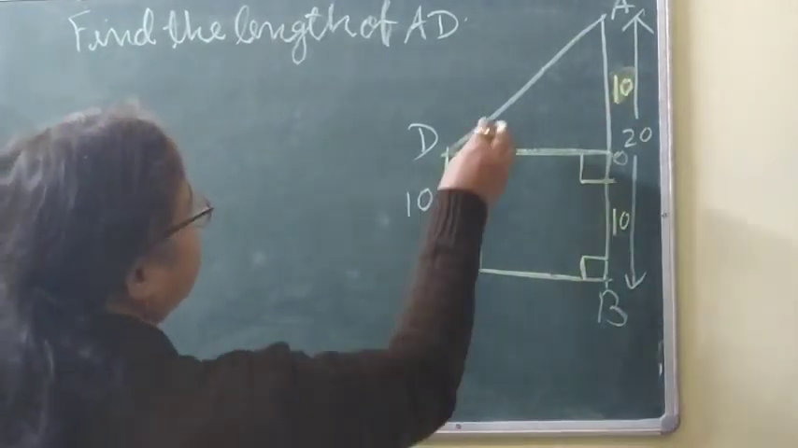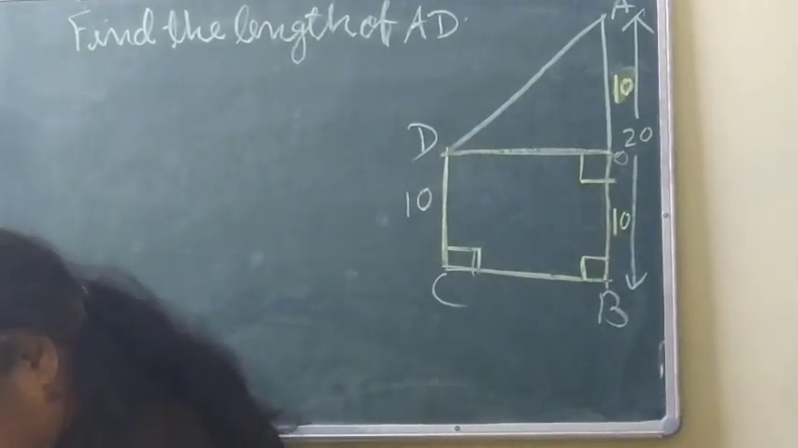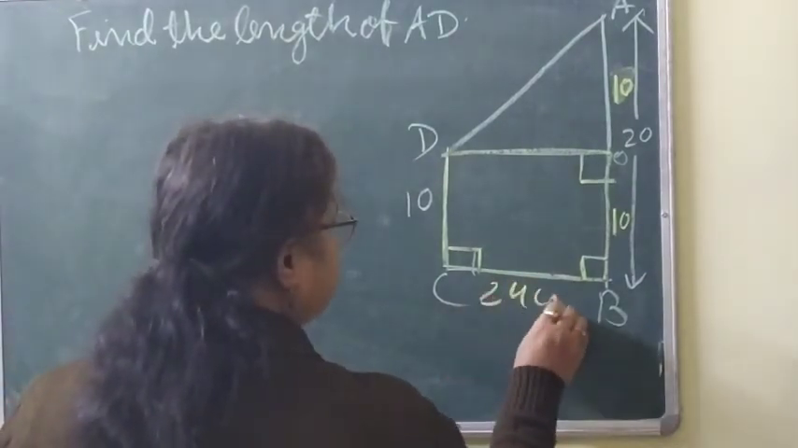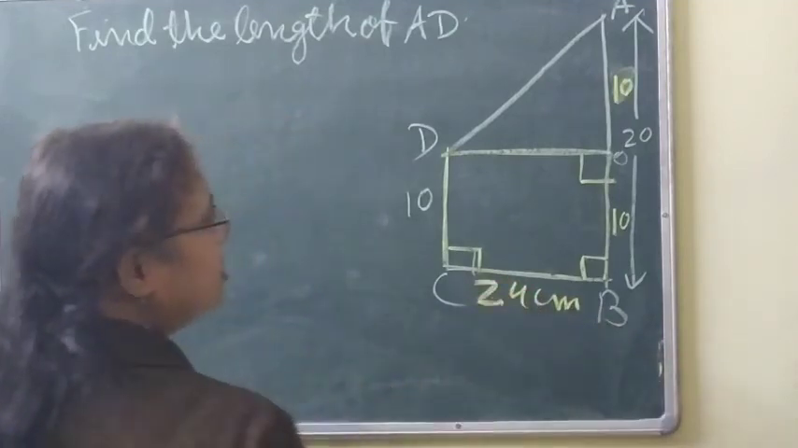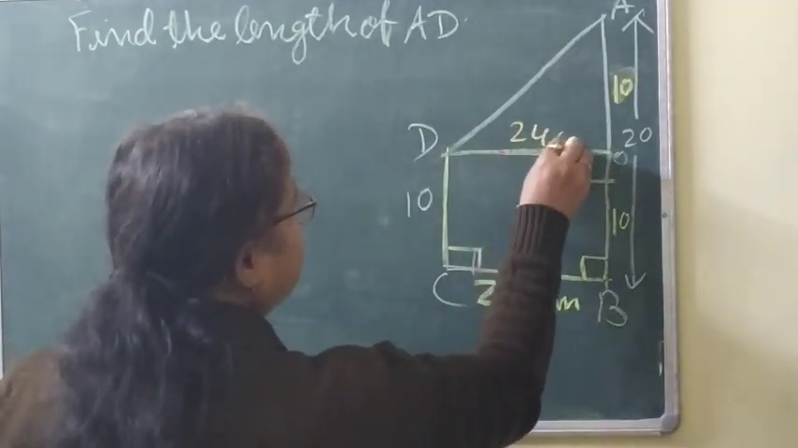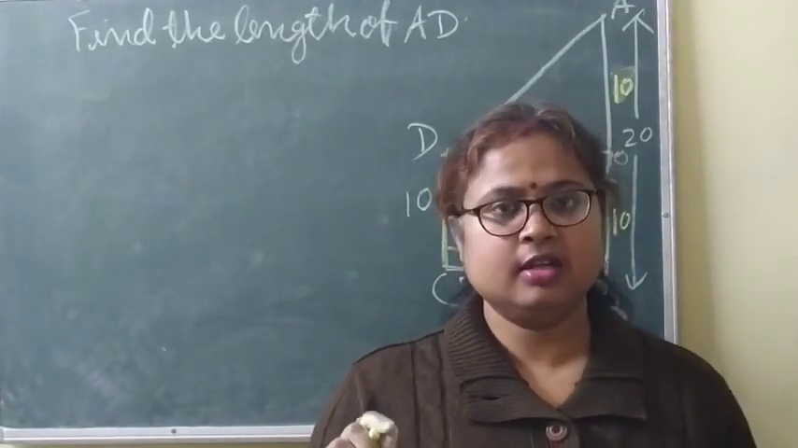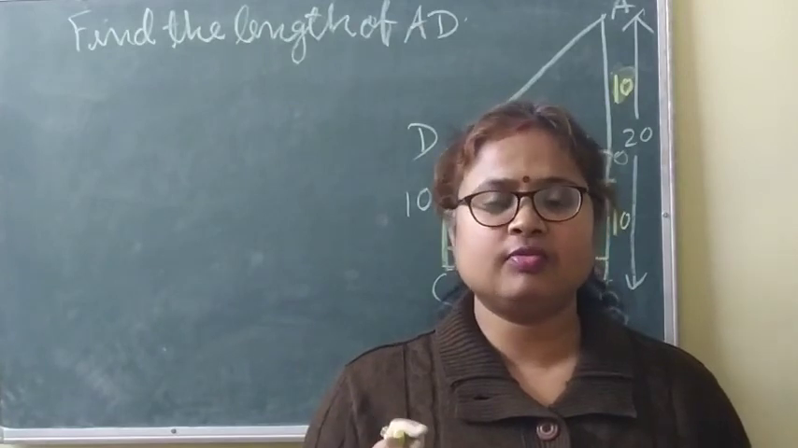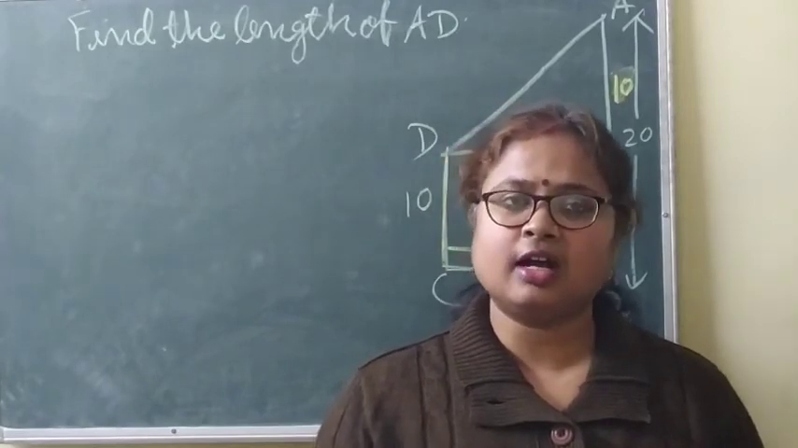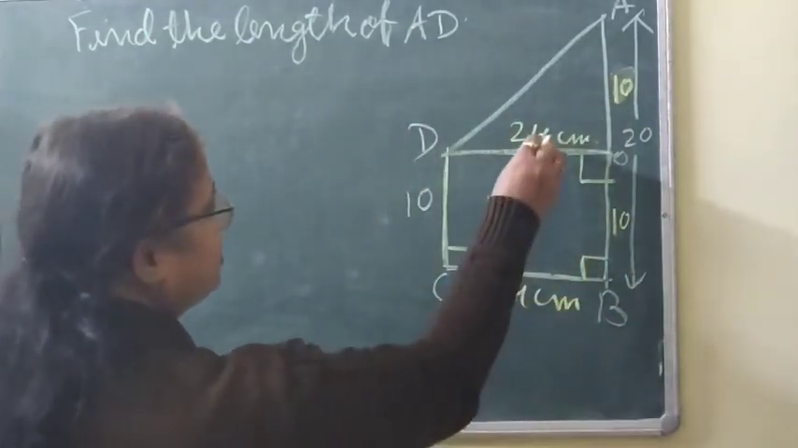So what we have to find out is AD, the length of AD. How will we find it? Okay. Here it is given 24 centimeters. So now it is very clear that this is not a square, this is a rectangle. If this one is 24, then this will also be 24 centimeters, because in a rectangle the value of each angle is 90 degrees, and the sides opposite to each other are equal. Clear?